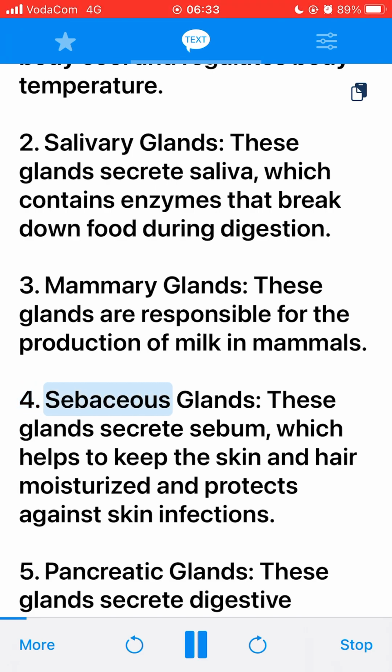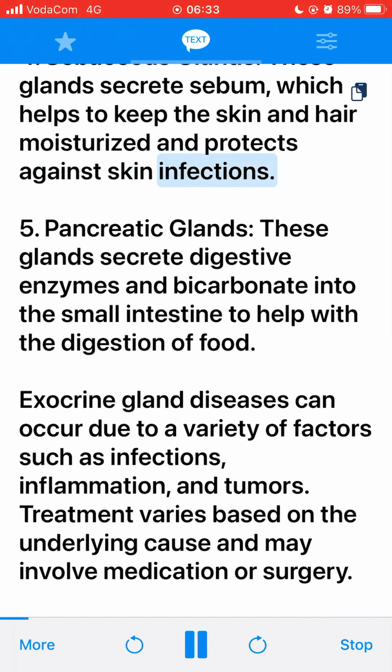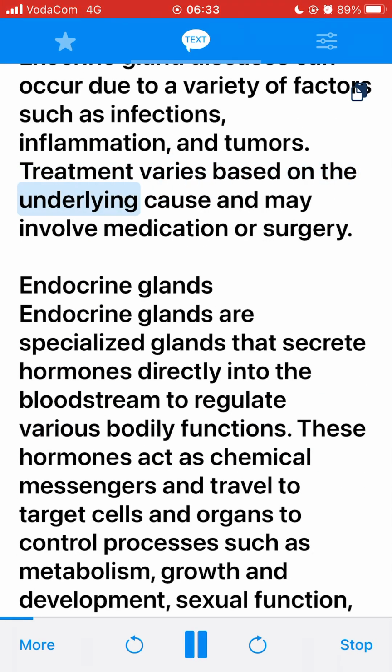4. Sebaceous glands. These glands secrete sebum, which helps to keep the skin and hair moisturized and protects against skin infections. 5. Pancreatic glands. These glands secrete digestive enzymes and bicarbonate into the small intestine to help with the digestion of food. Exocrine gland diseases can occur due to a variety of factors such as infections, inflammation, and tumors. Treatment varies based on the underlying cause and may involve medication or surgery.